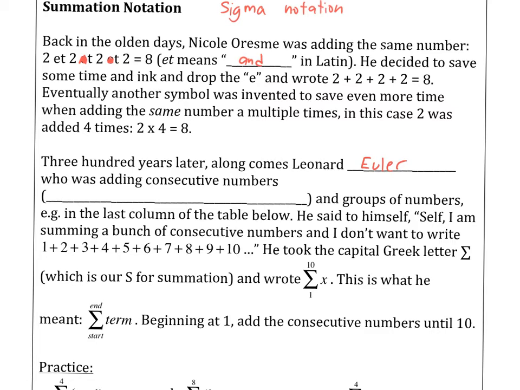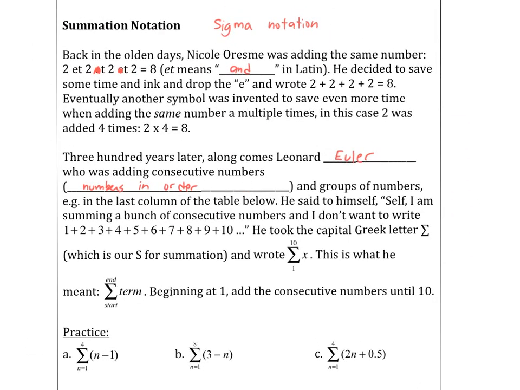He was adding consecutive numbers. Consecutive numbers are numbers in order. Anything can be consecutive. For example, people standing in a row, you guys right here, are consecutive. I can say consecutive letters, A, B, C, D, M, N, O, P. Those are consecutive, just in the order that you've determined. And then he was also looking at groups of numbers. So in the last column of this table, I don't have a table below. It's above, on the next page.